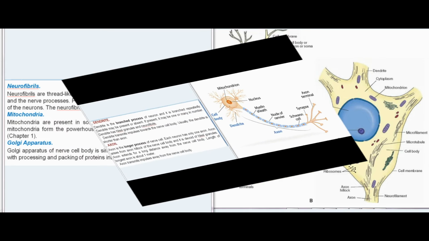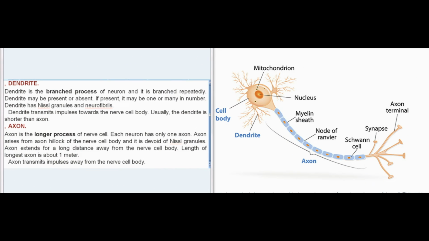Dendrite is the branched process of neuron, and it is branched repeatedly. Dendrite may be present or absent. If present, it may be one or many in number. Dendrite has slow granules and neurofibrils. Dendrite transmits impulses towards the nerve cell body. Usually, the dendrite is shorter than axon.